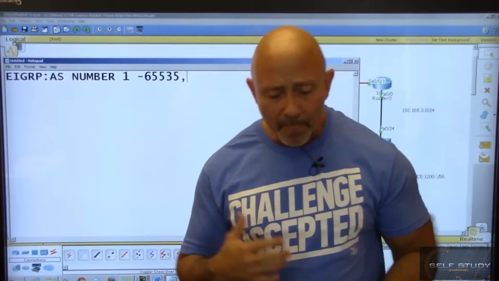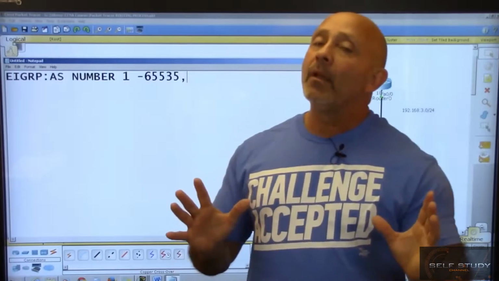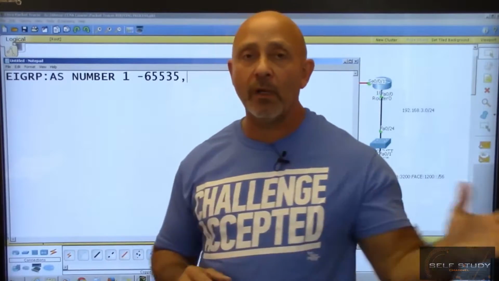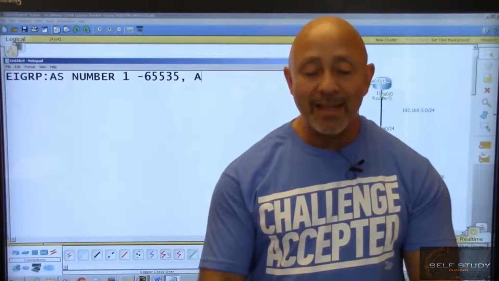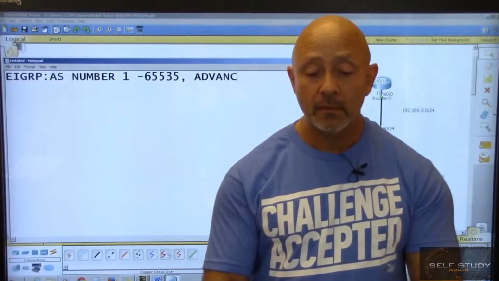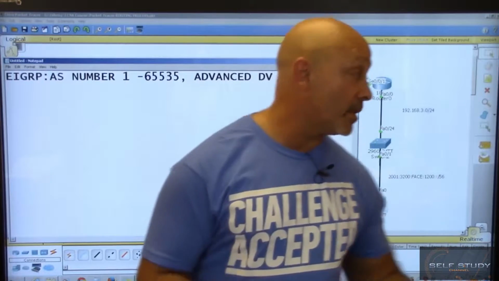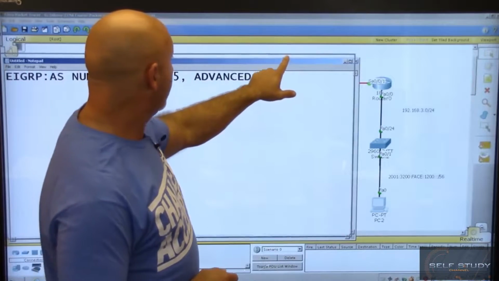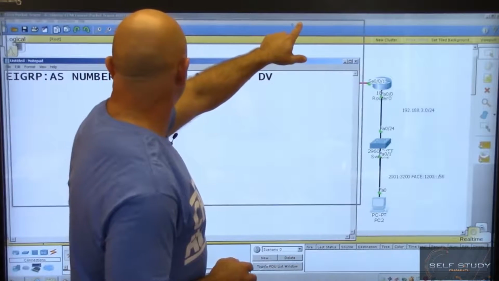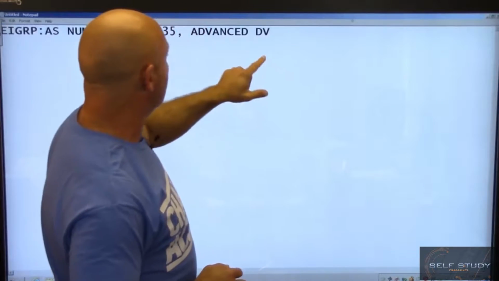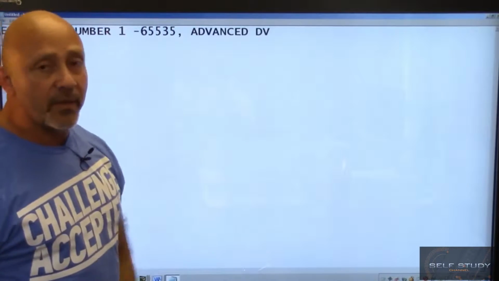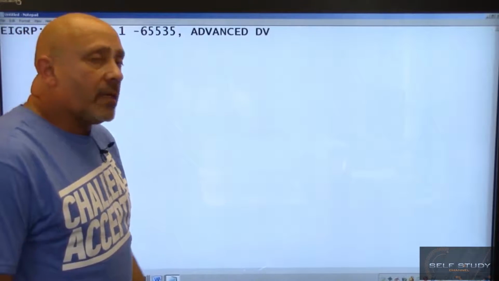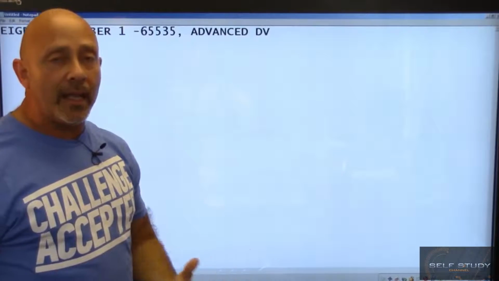Now, EIGRP, they called it the hybrid. Some people still call it the hybrid protocol. We talked about that as well. But now it's considered an advanced DV, or distance vector. An advanced distance vector routing protocol, which means it has both link state and distance vector characteristics.